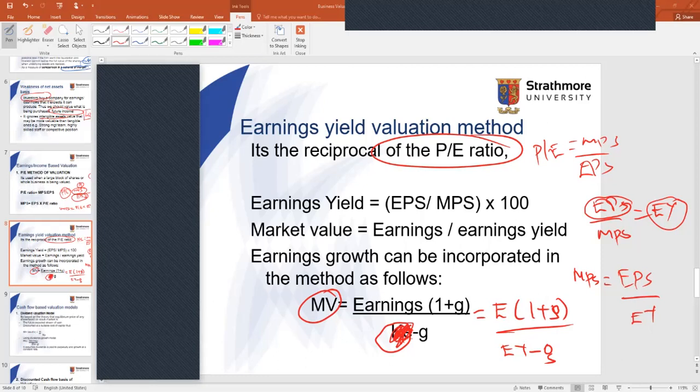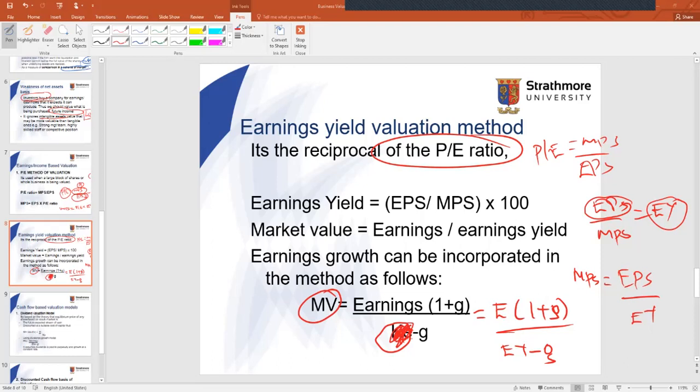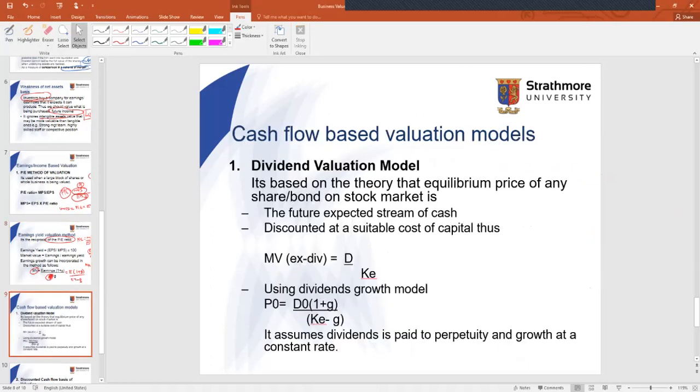So that is the use of the earnings yield method as an appraisal technique for determining the value of the company. Then you have what we call cash flow based valuation, for example the use of the dividend growth model, which I think you already discussed together in the past when we were determining the cost of equity.